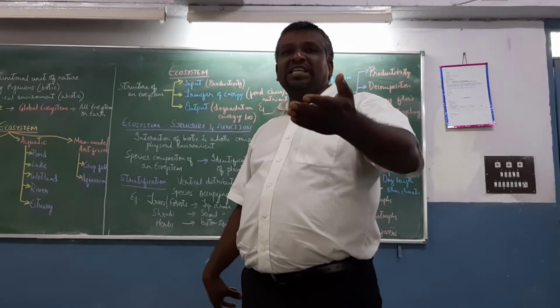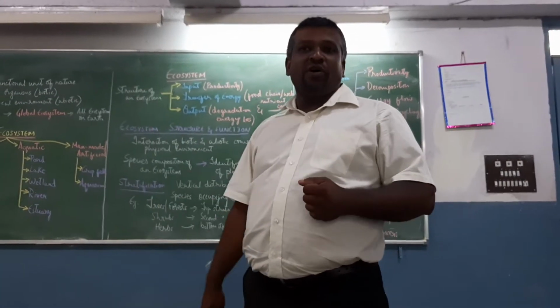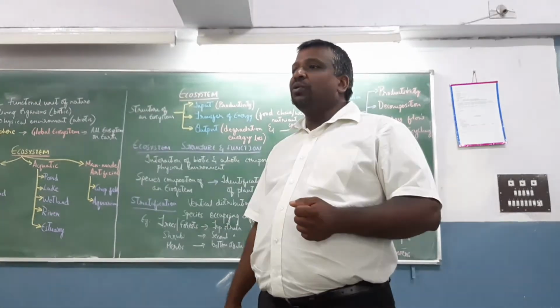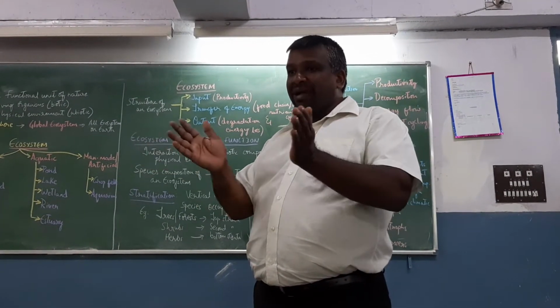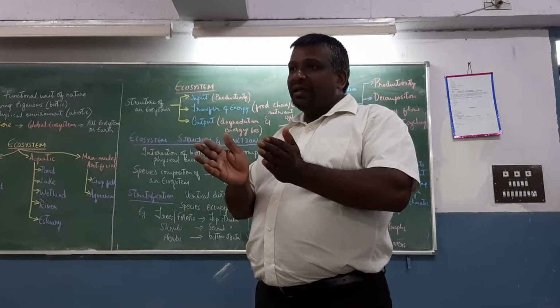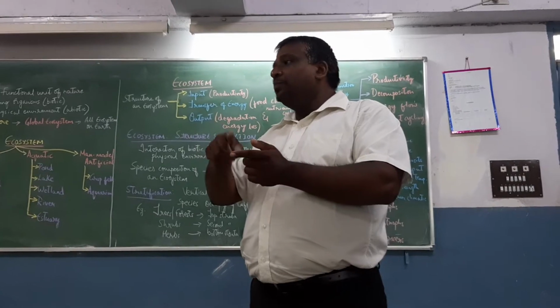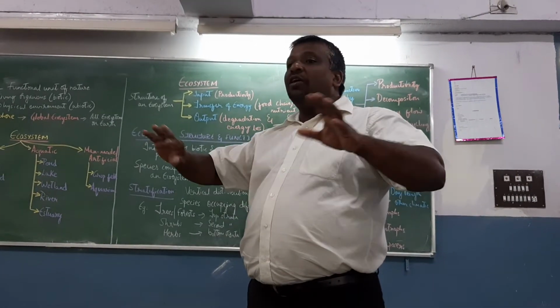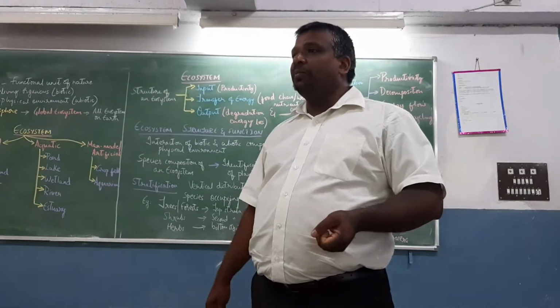Now one of your friends is asked to identify the species composition of a dry deciduous forest. What will you do? You will identify all the plants that are there, enumerate them, and collect those data. And now you know the species, both flora and fauna. I am talking about plants and animals. Now you know the composition of that ecosystem, which we call species composition.